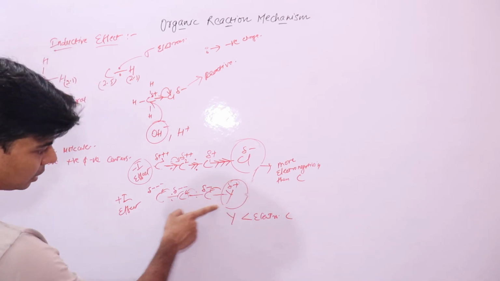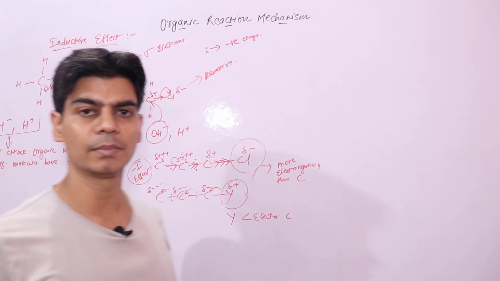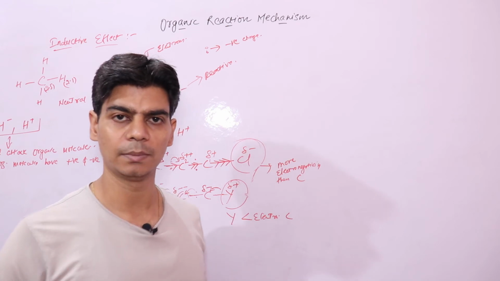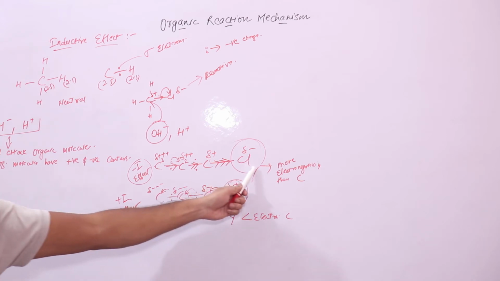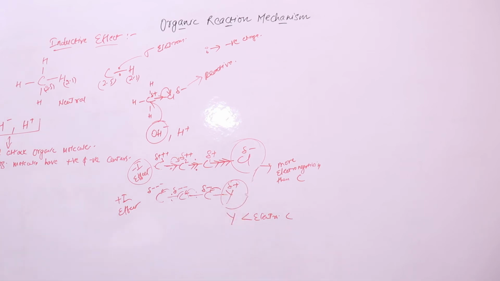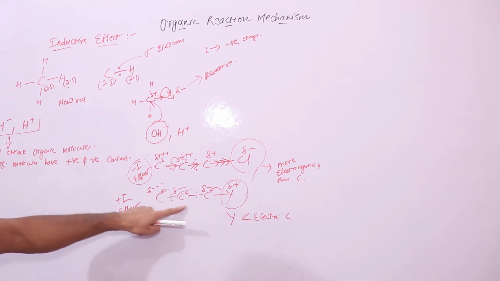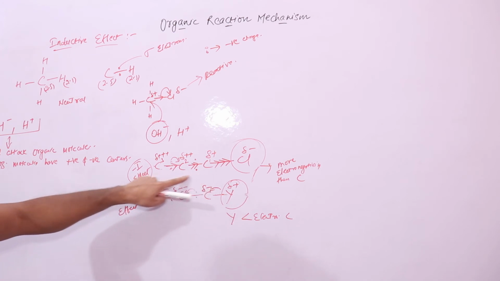Saturated carbon chain means the carbon chain that has only sigma, only single bonds, no double bonds or triple bonds, right. So the displacement of sigma electrons along a saturated carbon chain due to the presence of an electron withdrawing or electron repelling group at one end of the chain. Here we have electron withdrawing group, here we have electron repelling group, right, resulting in the development of partial positive and negative charges in the decreasing order of magnitude is called inductive effect. Decreasing order means towards this direction the positive or the negative charge is decreasing.